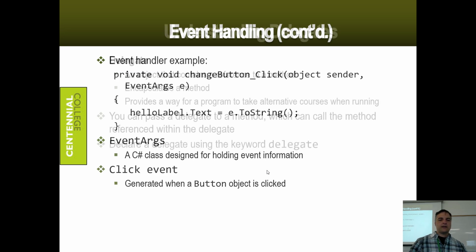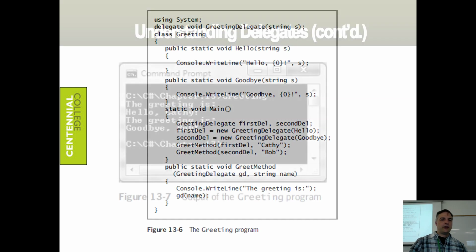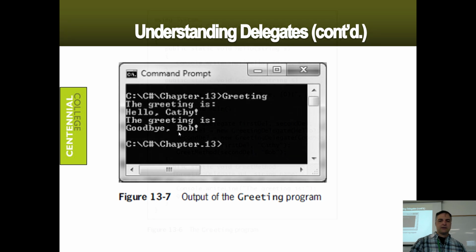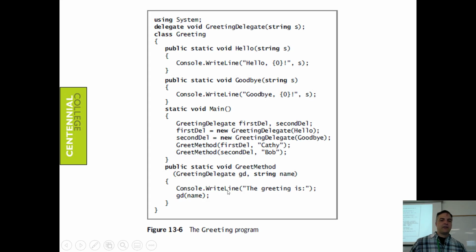Okay, so if I keep going down, let's go back to where we were. So we're here, and if you notice, the output is hello Kathy and goodbye Bob. Why? Because both of those two greetings are going to be activated, based on the name of the delegate that's coming in. The greeting is, and then we're going to call the delegate method, whatever the method is. This is going to be a reference to the method that was being passed into it, so first delegate or second delegate. And whatever is being passed in is the one that's going to output hello or goodbye. Okay, that's how it works.